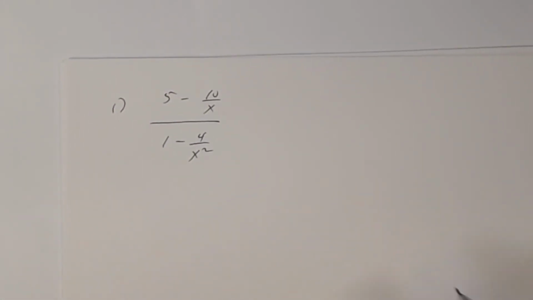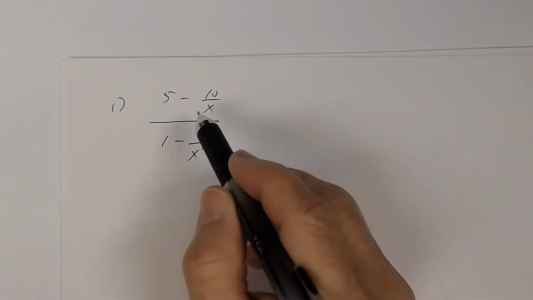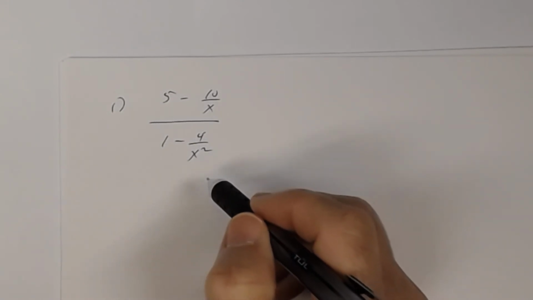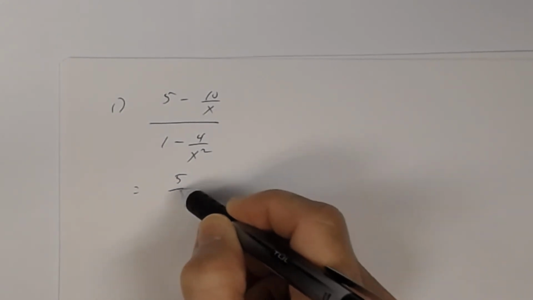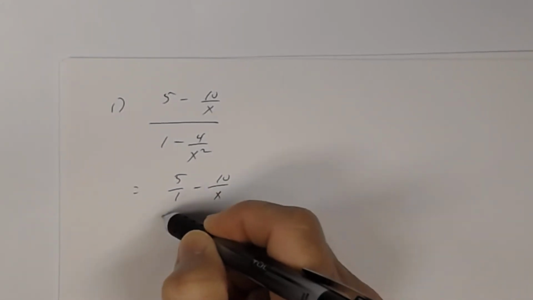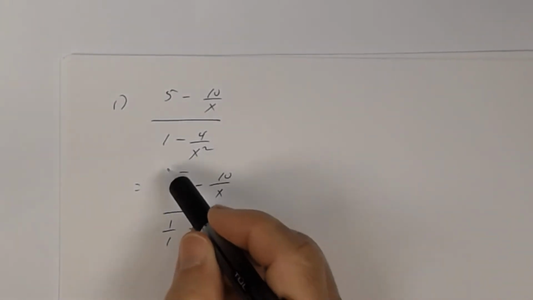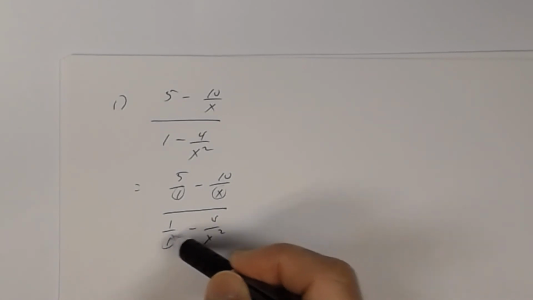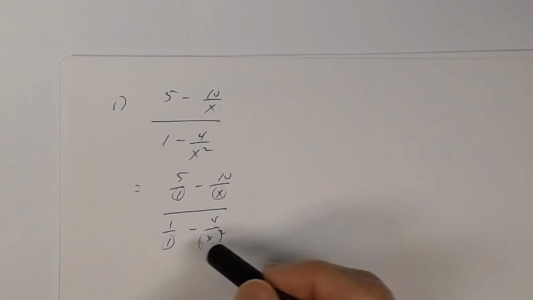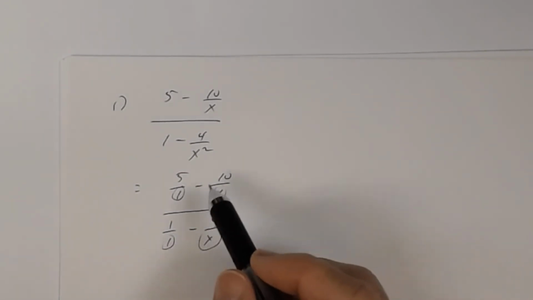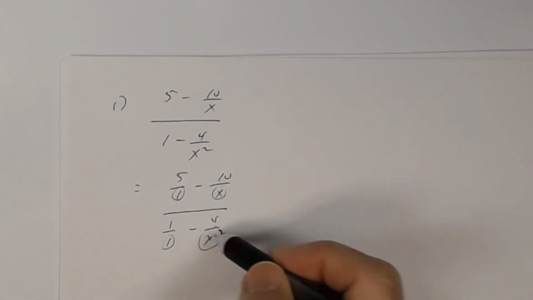So method 2 involves that you look at all your denominators. I'm going to go ahead and rewrite this as 5 divided by 1 minus 10 divided by x, divided by 1 divided by 1 minus 4 divided by x squared. So I'll look at all those denominators, and you find the least common denominator. Now remember the denominators have to be factored, but in this case they're all monomial factors. So the LCD is x squared.